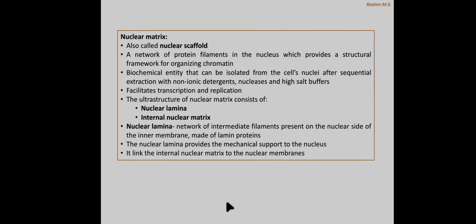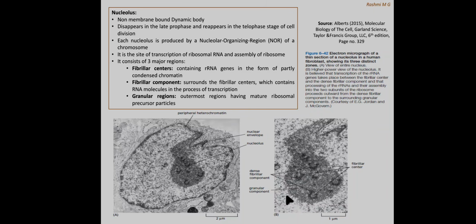The nuclear matrix is also called the nuclear scaffold, a network of protein filaments in the nucleus which provides a structural framework, and the ultrastructure of the nuclear matrix possesses the nuclear lamina and internal nuclear matrix. The nuclear lamina consists of a network of intermediate filaments present on the nuclear side of the inner membrane, made of lamin proteins, and it provides some mechanical support to the nucleus. It links the internal nuclear matrix to the nuclear membrane.